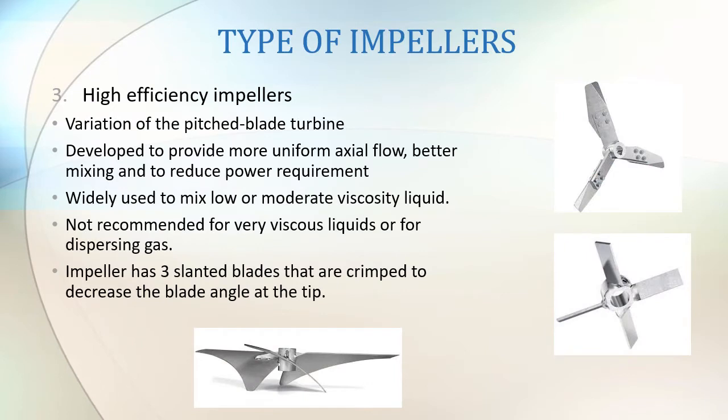The next one we're going to be looking at is the high efficiency impeller. This is a variation of the pitch blade impeller, developed to provide more uniform axial flow, better mixing, and to reduce the power requirement. The power requirement we'll be looking at in our next class. It is widely used to mix low and moderate viscosity liquid, not recommended for very viscous liquid or for dispersing gas. The impeller has three slanted blades that are cranked to decrease the blade angle at the tip. These are the types of high efficiency impeller.